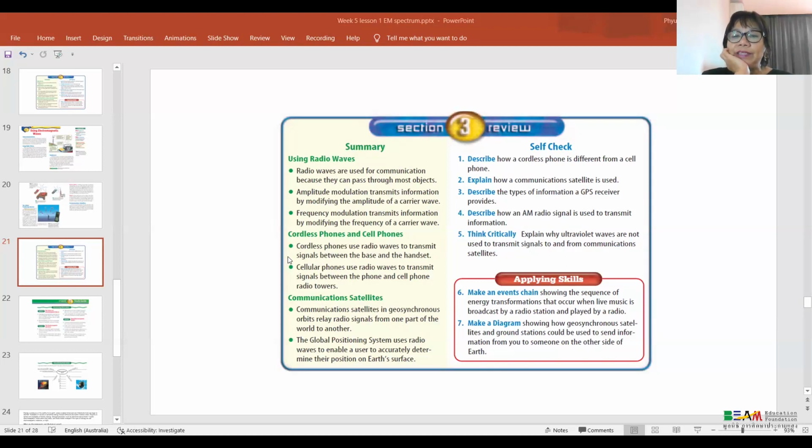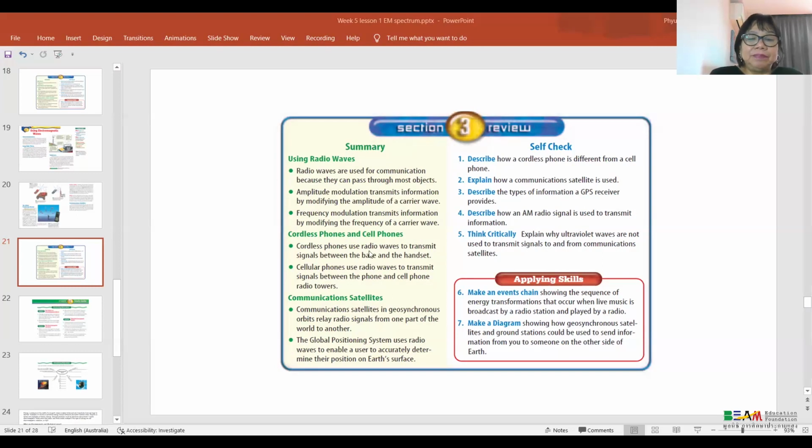The last one for this session, think critically. Explain why UV waves are not used to transmit signals to and from communication satellites. Any volunteer? Because they are dangerous to humans. Because they have higher energy, which is dangerous to humans. Good. High energy, yeah.